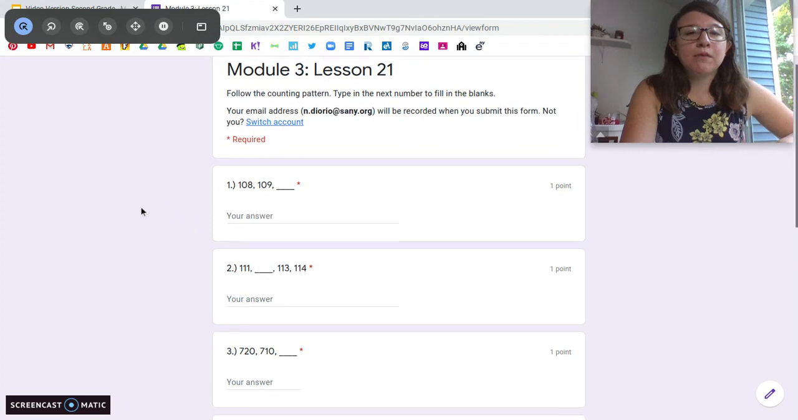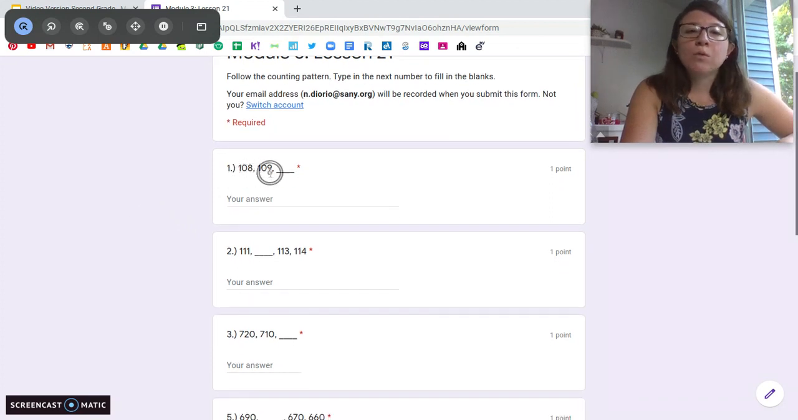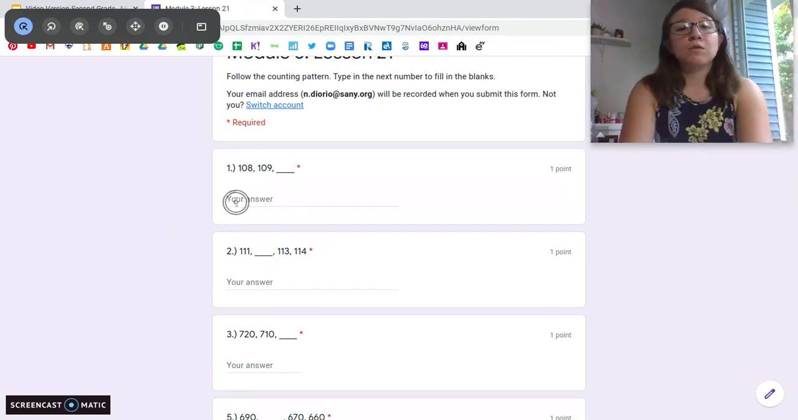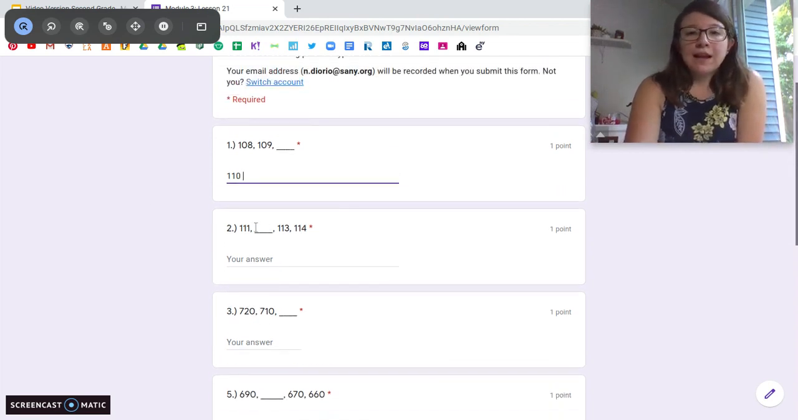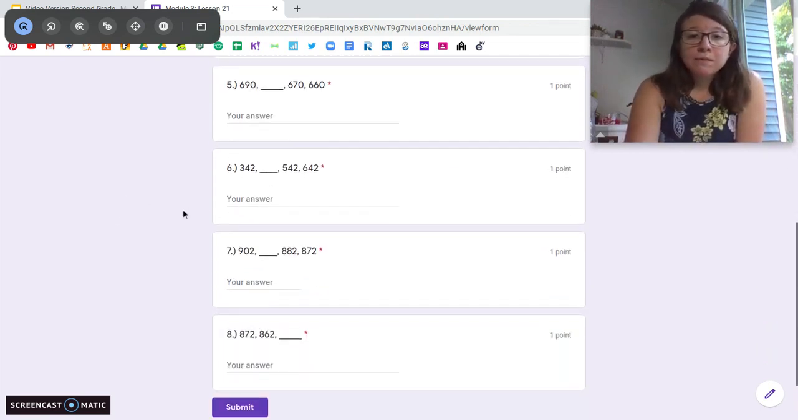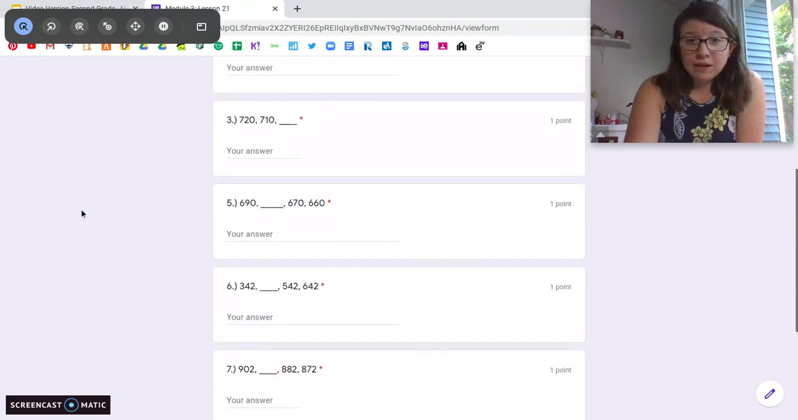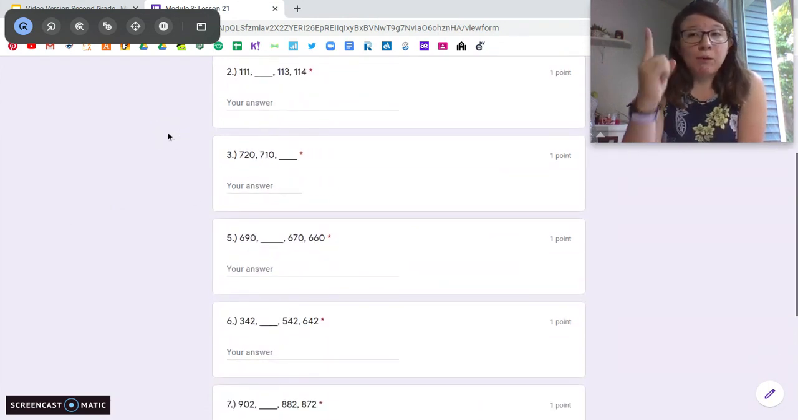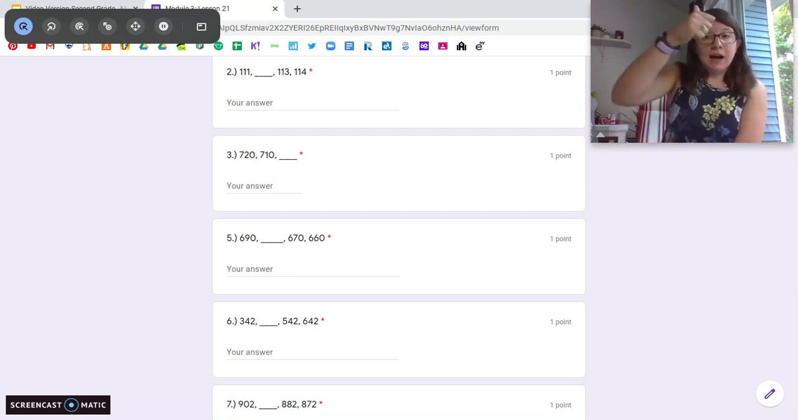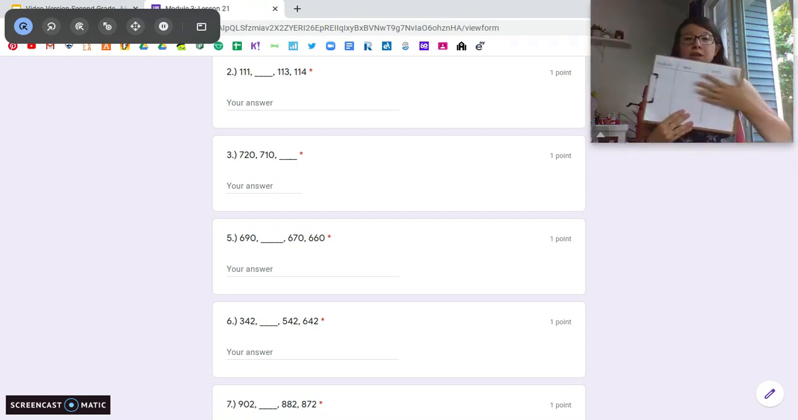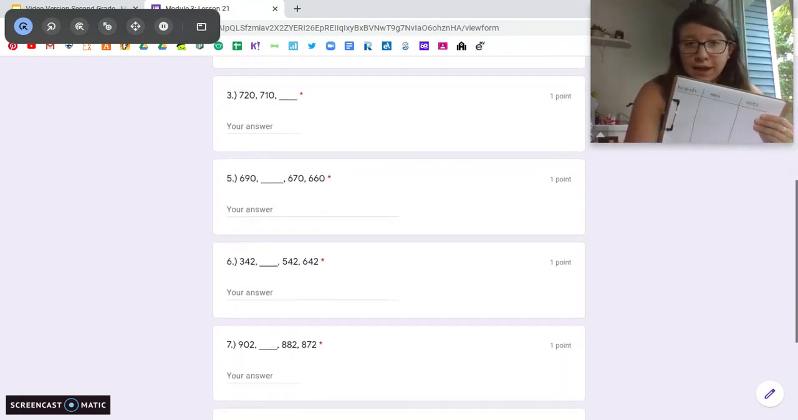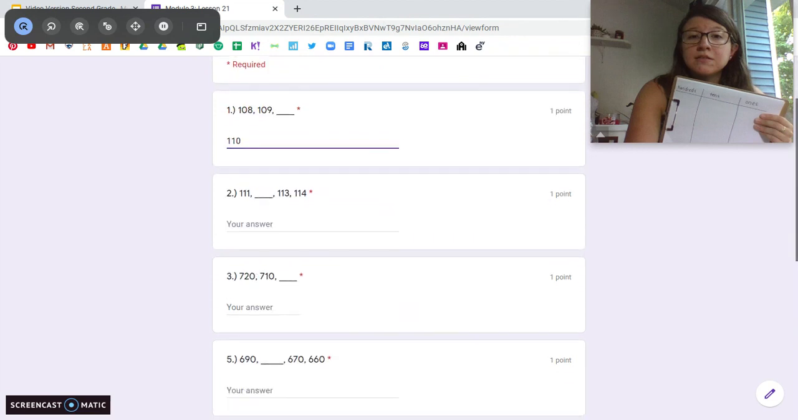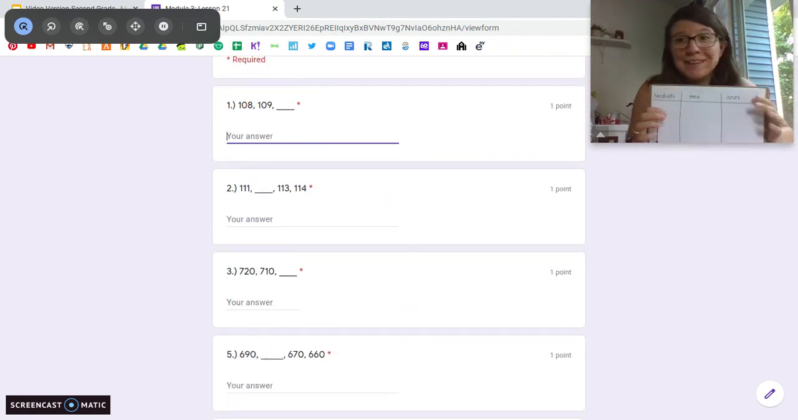Okay? So for example, for the first one, we have 108, 109. What I'm noticing is that that's counting up by ones. So I'm going to type my next answer in the box. Okay? You might have a number in the middle that you need to figure out, or a number at the end that you need to figure out. Again, figure out if it's counting by ones, tens, or hundreds, and then if it's counting up or down. Use your place value chart to help you make the first numbers in the sequence and then start counting from there. Okay? Find the patterns. And be careful, don't just put any old answer down.